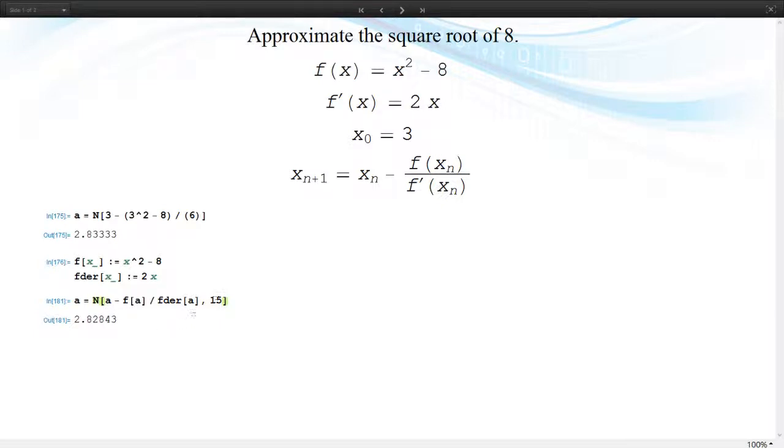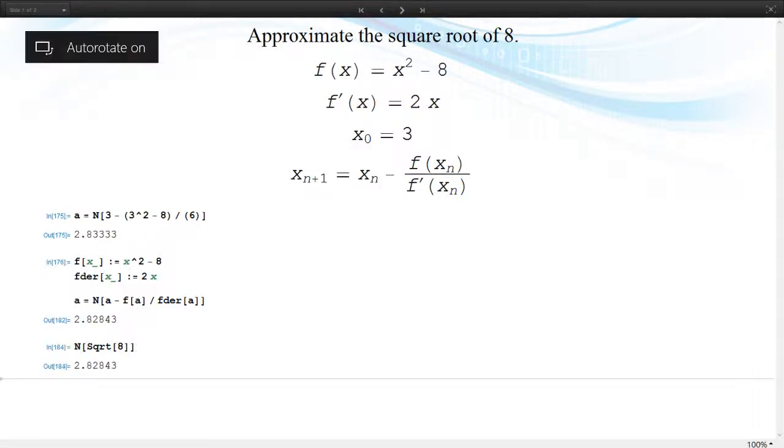Huh. It's weird. It doesn't want to go any further. I think that's the command for more precision, is n comma some number. Anyway, I have this approximation. Let's see how close we get to having the correct square root. So the square root of 8 is what we're looking for. That's Mathematica being silly. There we go.